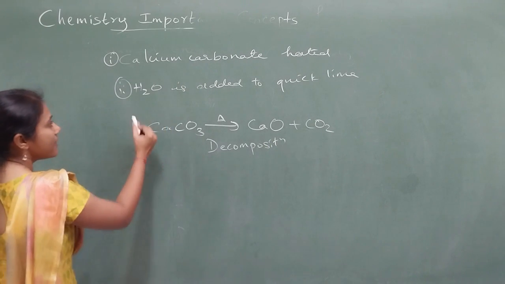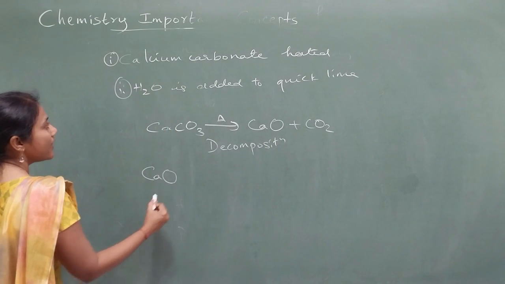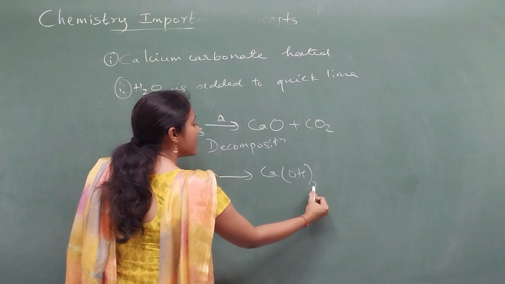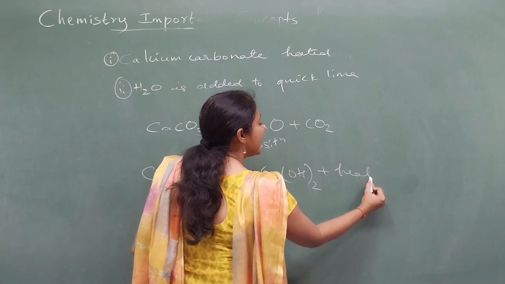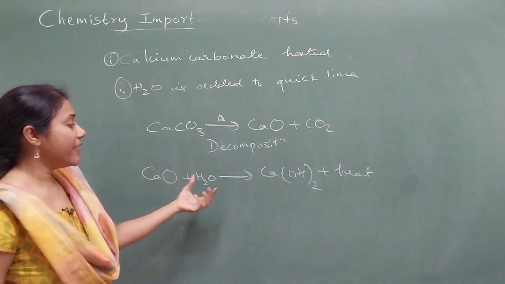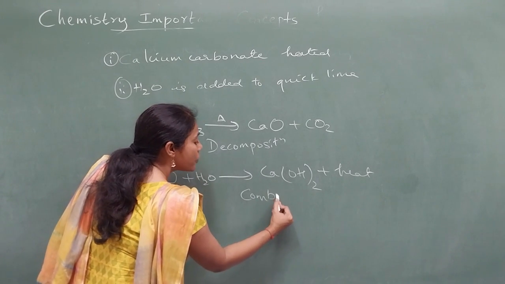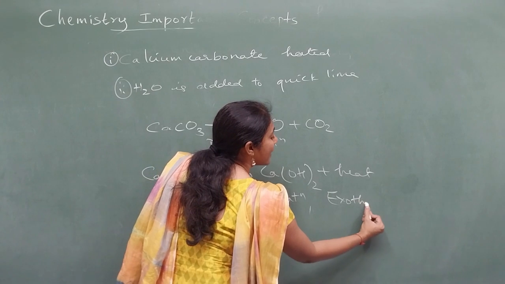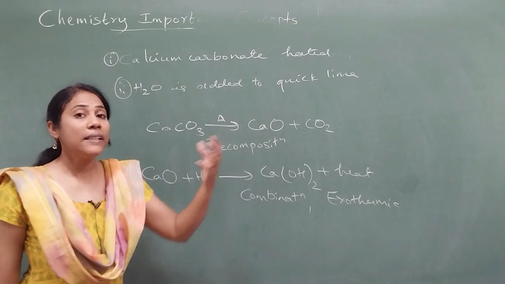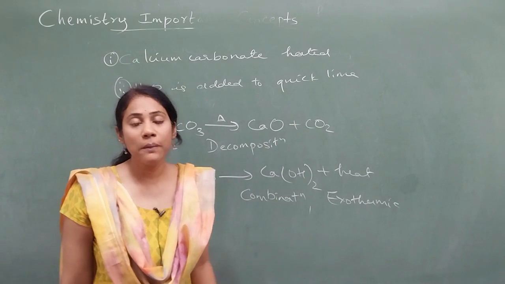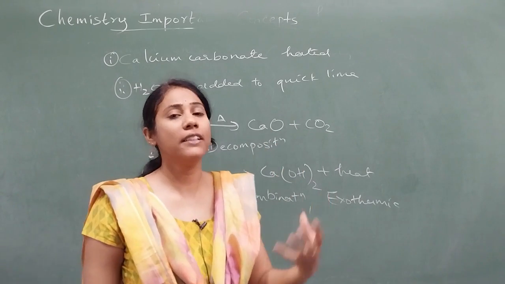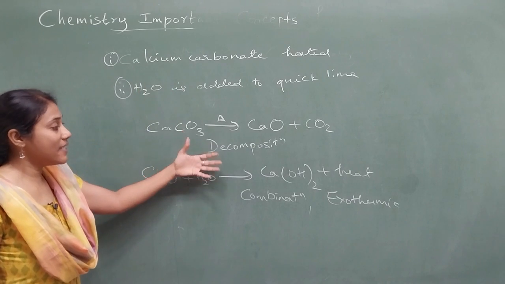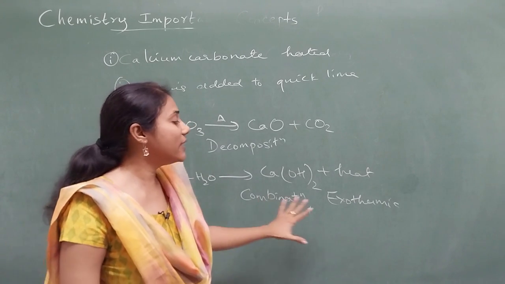Whereas quicklime, in the sense calcium oxide, to this when you add water, what product you will get? Calcium hydroxide you will get, and large amount of heat is liberated. So this equation can be an example for combination reaction, as well as this can be an example for exothermic reaction. Okay, so exothermic, endothermic reactions are also very important. They can ask you a direct question like differentiate between endothermic and exothermic, or they can give you a question like this and they'll ask you what type of reaction. So all this you have to be careful.